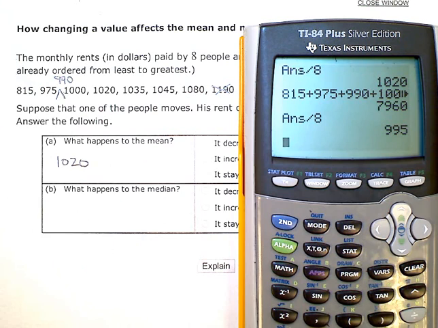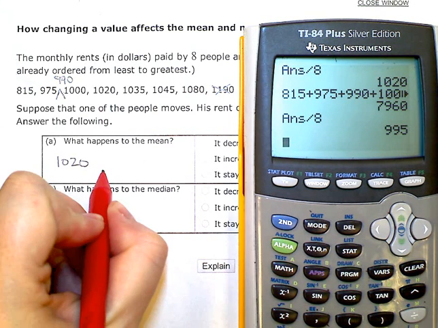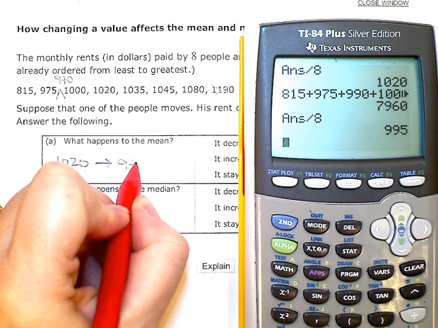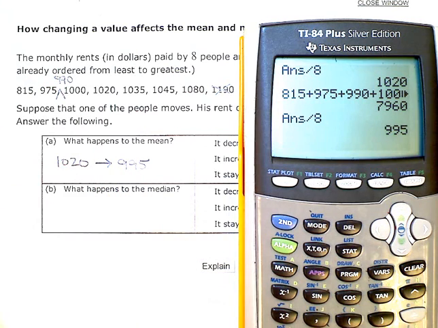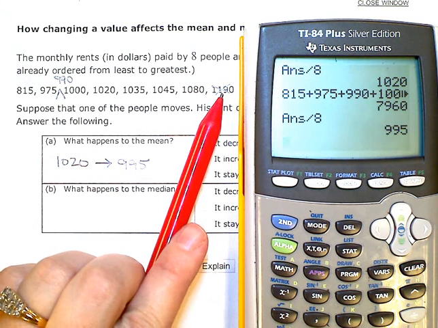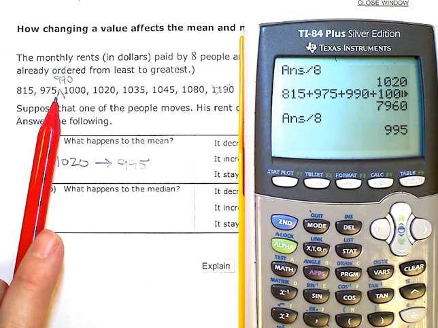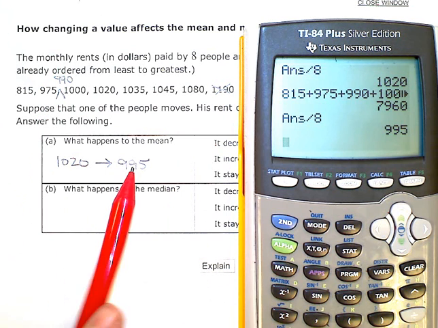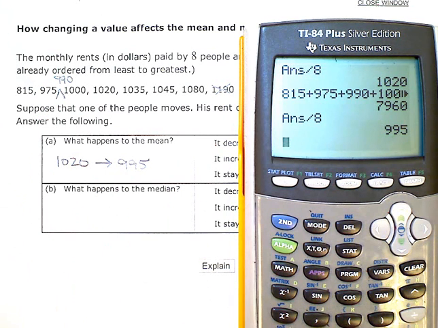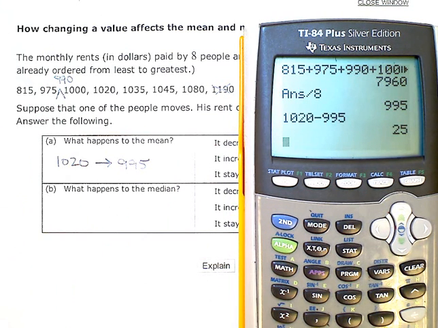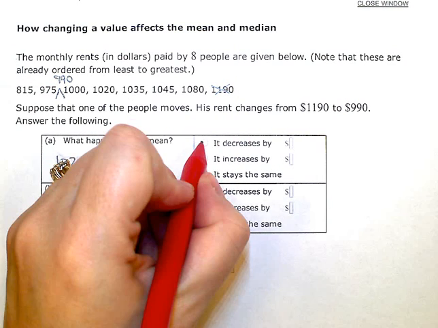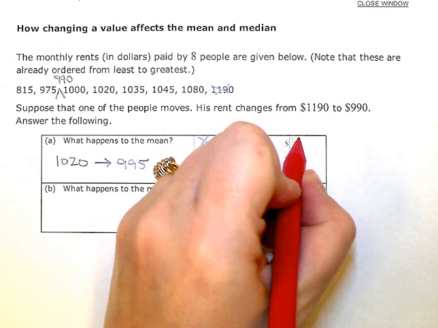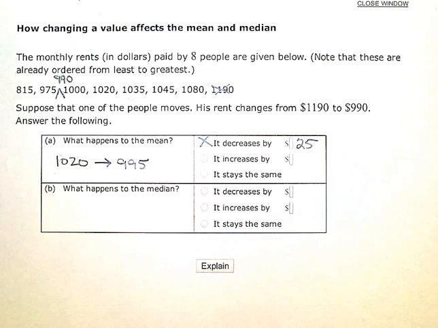And this time I get 995 as my average, which makes sense. If I take one of the highest values and replace it with a much lower one on this side, then my average would go down from 1,020 to 995. So we're going to mark that it decreased, and if I find the difference here, it decreased by 25. So the average decreases by $25 when that one rent changes.